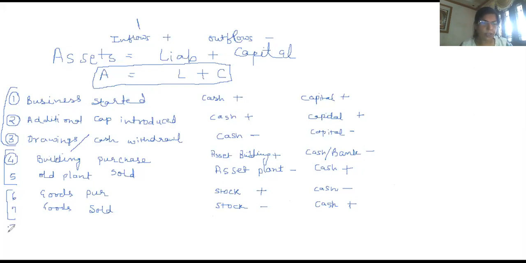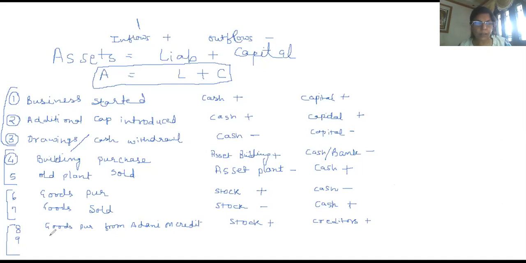Now, next two. I am going to explain you 8 and 9. First is goods purchase from Adani on credit. Then stock will be plus. But because we are purchasing goods on credit, that's why creditors will increase. Creditors will be more.